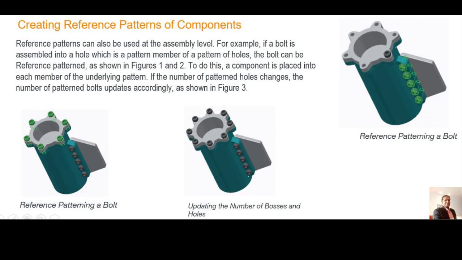Now let's see an example of creating reference pattern of components. You can also reference patterns at the assembly level. For example, if a bolt is assembled into a hole, which is a pattern member of a pattern of holes, the bolt can be reference patterned as shown in figures 1 and 2. To do this, a component is placed into each member of the underlying pattern. If the number of patterned holes changes, the number of patterned bolts updates accordingly, as shown in figure 3.